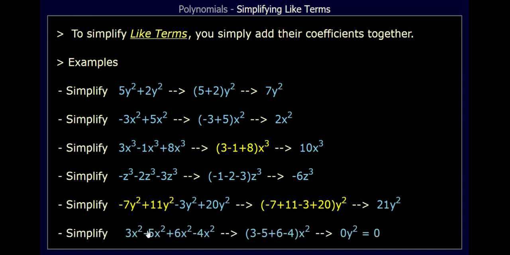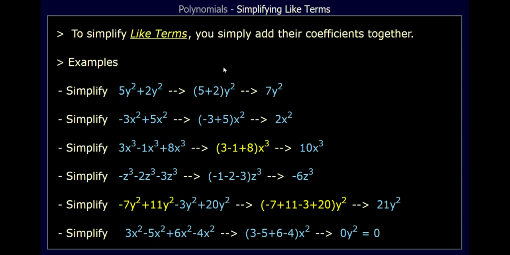And finally, this last one, sometimes everything just cancels out. So I have 3 minus 5 is negative 2. And 6 minus 4 is 2, and negative 2 plus 2 is 0. Okay.